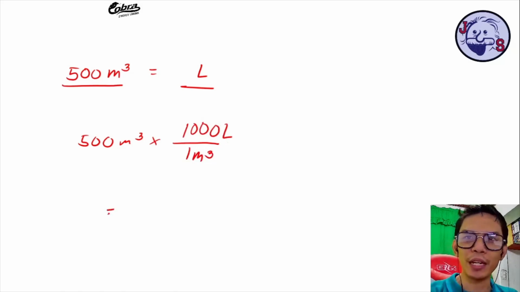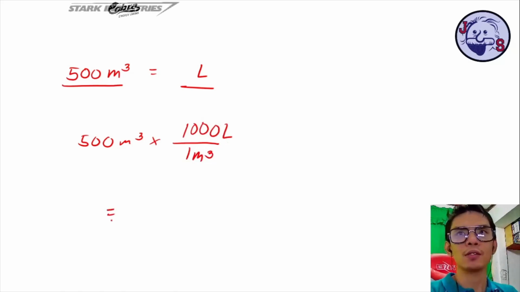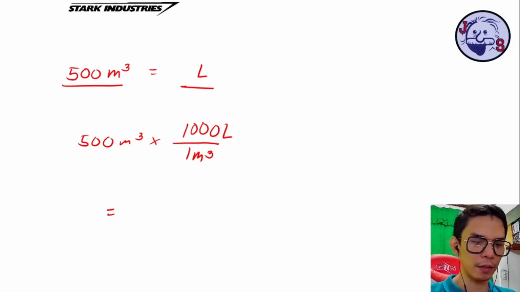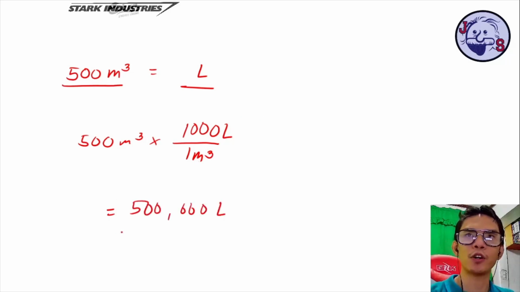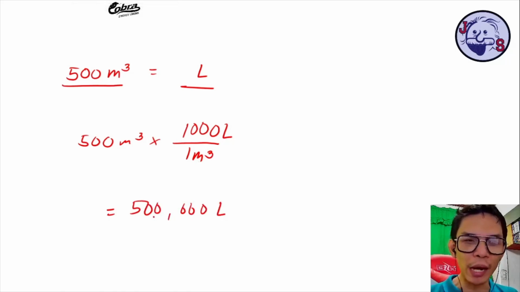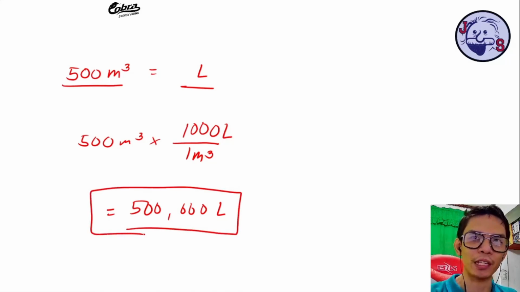So how many liters is that? 500 times 1,000, so that will be 500,000 liters. Meaning to say, in 1 month, you consume 500,000 liters of water. That is equivalent to 500 cubic meters.